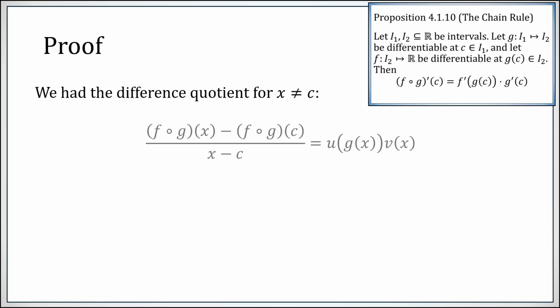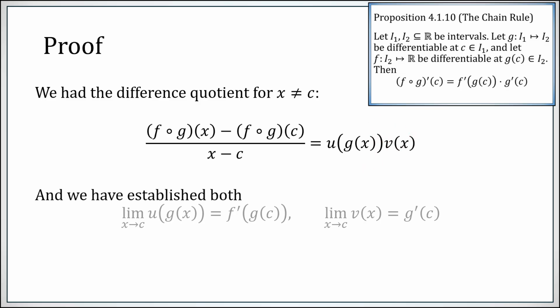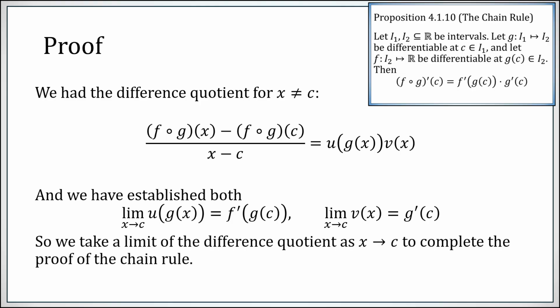So to wrap it up, here was our difference quotient for the composition. Taking a limit as x approaches c, we've just shown that this term and this one both have limits as x approaches c. And specifically, they're exactly the two terms we want to get. So we can take the limit as x approaches c of both sides and complete the proof of the chain rule.